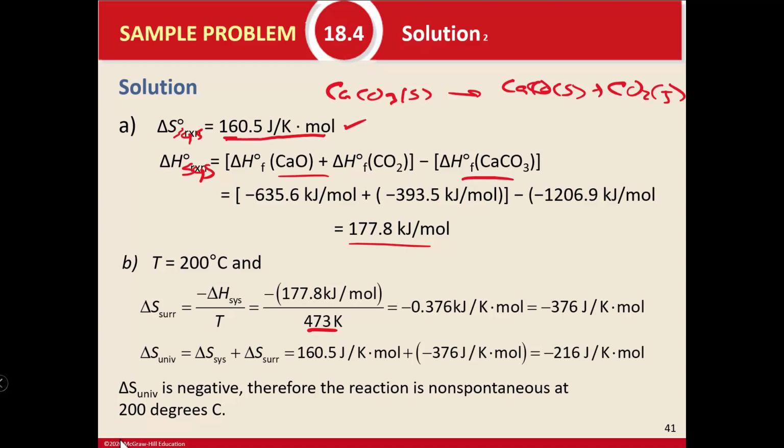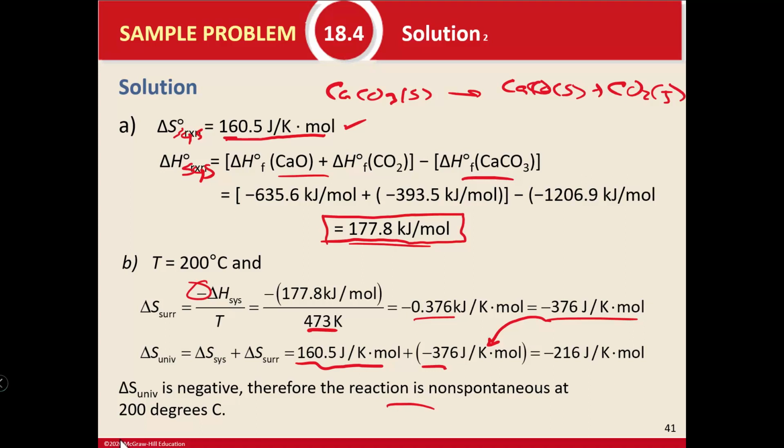This requires heat for this to happen. And so it's a negative 177.8 because there's a negative here. Divided by that, we get a negative value here: negative 376 joules per Kelvin mole. When we plug that in for the delta S of the surroundings, and then this is our system, this negative dominates and this reaction is non-spontaneous.